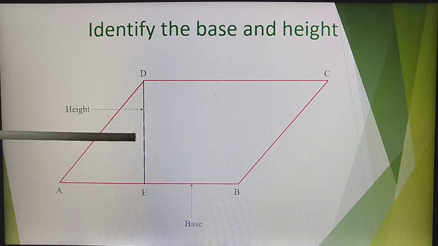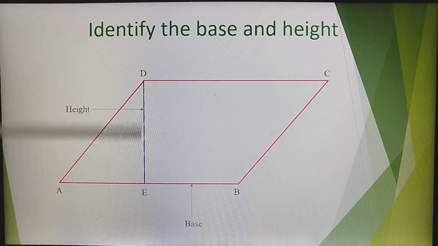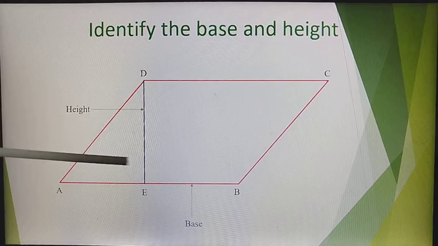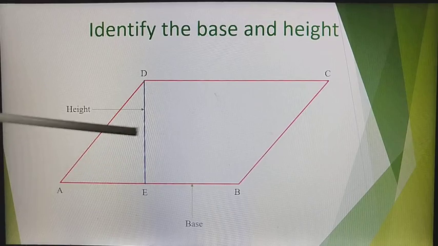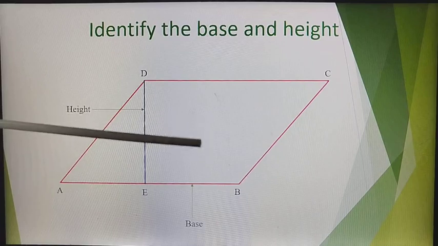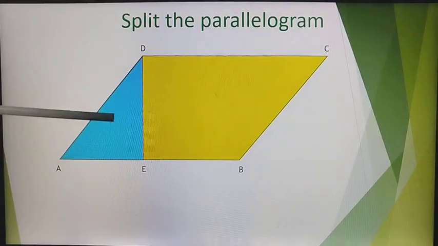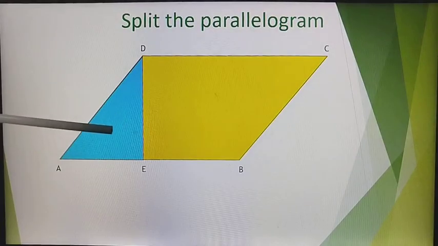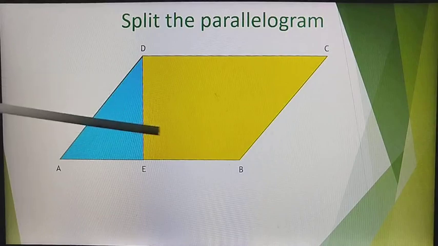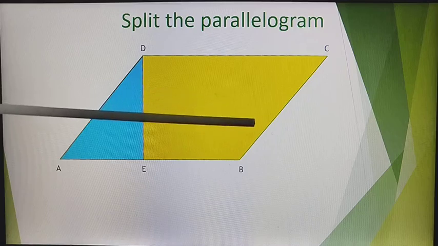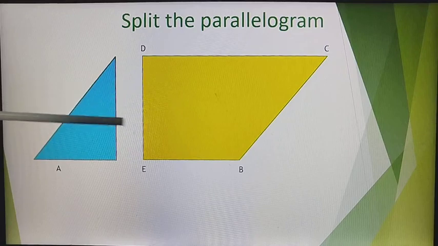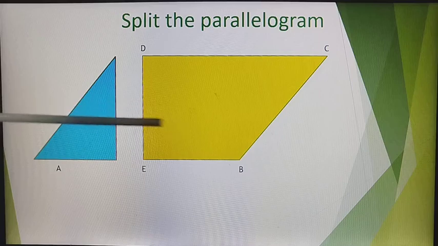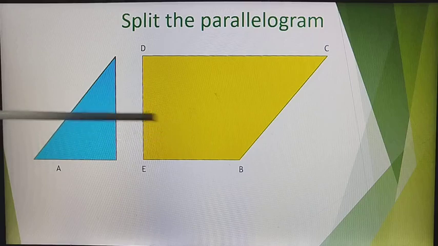So you can see that the height has split the parallelogram into two. On my left you can see a right angle triangle, and then on my right you can see a trapezium or trapezoid. Okay, so there it is. The left side is my right angle triangle, and then the right side is my trapezium or trapezoid. Okay, so you can see it clearly over here. The parallelogram has been split into two different shapes.